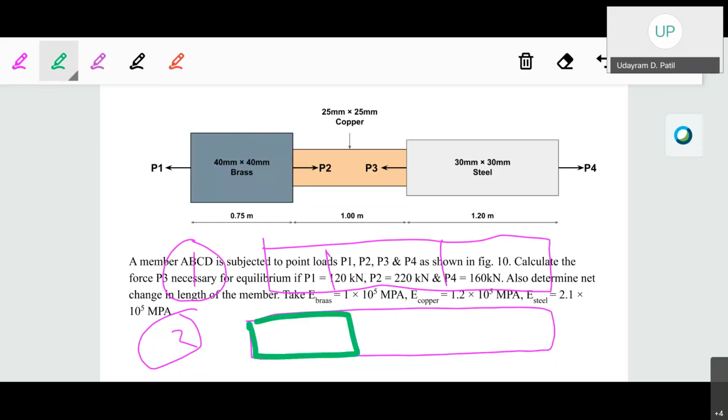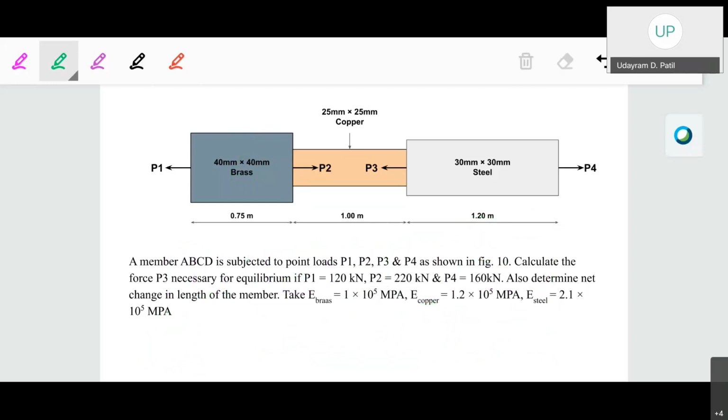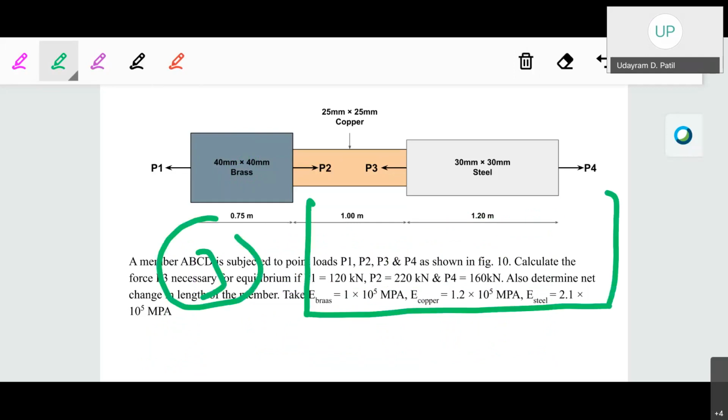Suppose this is the first, this is second, this is third. Okay, for the first suppose it is brass, for the second copper, for the third steel, or there may be only two sections, one of copper and one of steel. You may have different sections like that. Okay, and the load will be applied. This is second, and third will be whether there will be a uniform section, and it may have a number of sections.